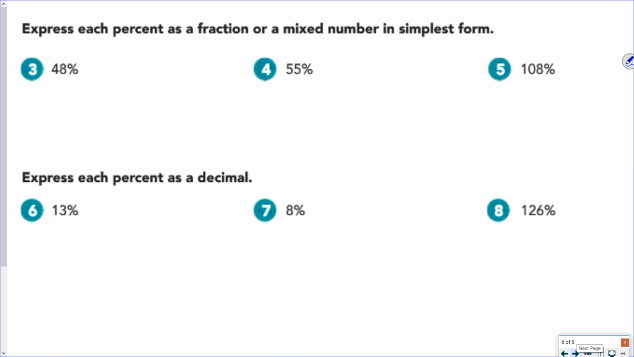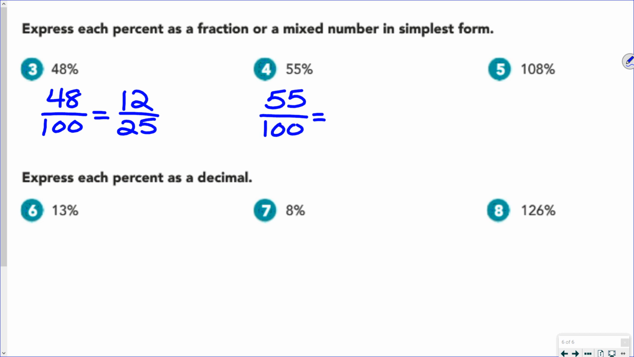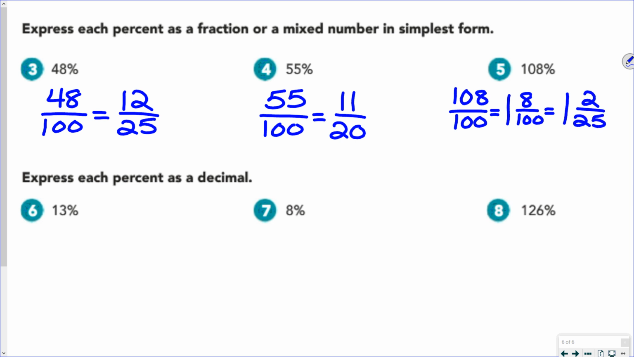So for 3, 4, and 5 here, we want to express each percent as a fraction or a mixed number in simplest form. So number 3 would start off as 48 over 100. Divide both of those by 4 to get 12/25. Number 4, 55 over 100. Divide both those by 5 to get 11/20. And then number 5 would start as 108 over 100. So that will give me the mixed number of 1 and 8 hundredths, which would then simplify down to 1 and 2/25.